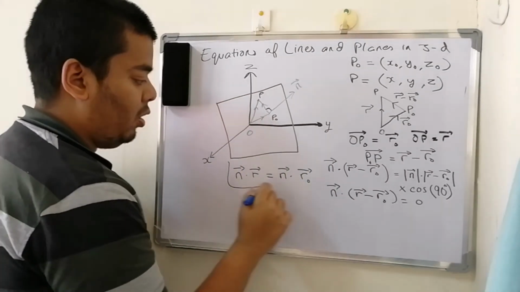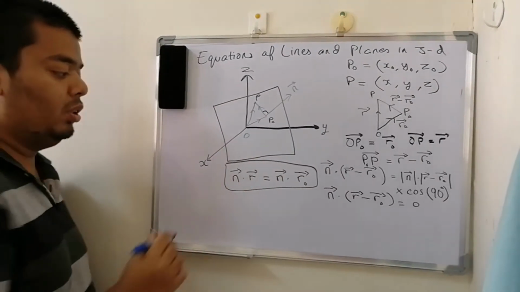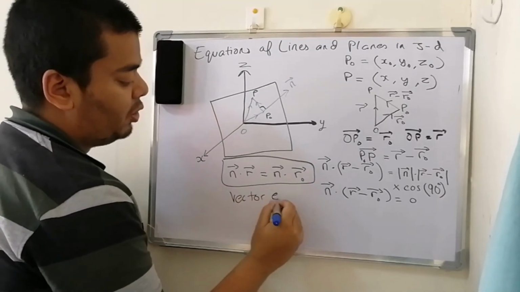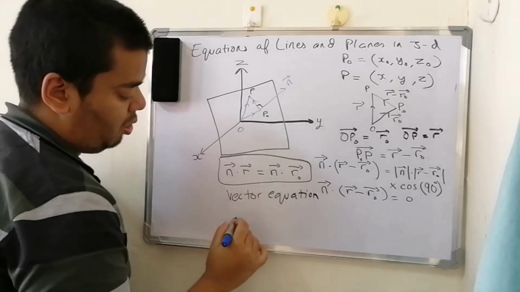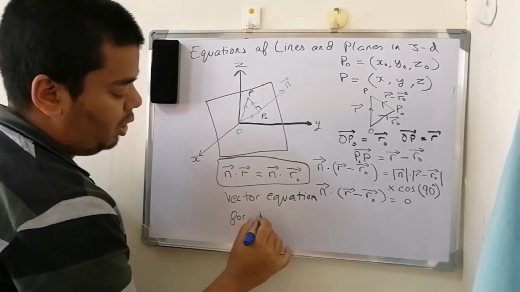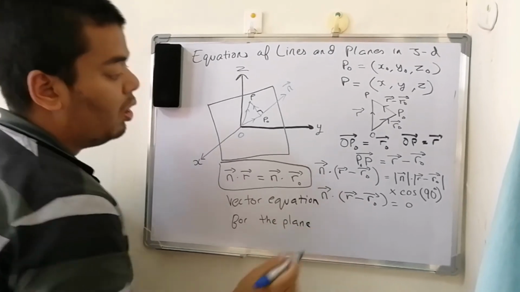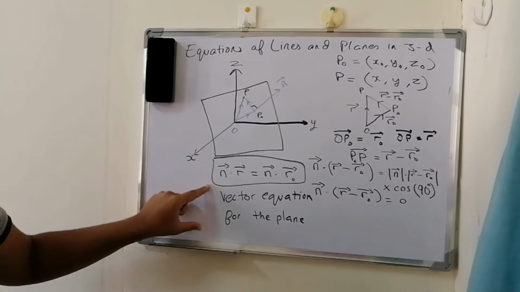This is the vector equation for the plane. So what we have found out is the vector equation of a plane.